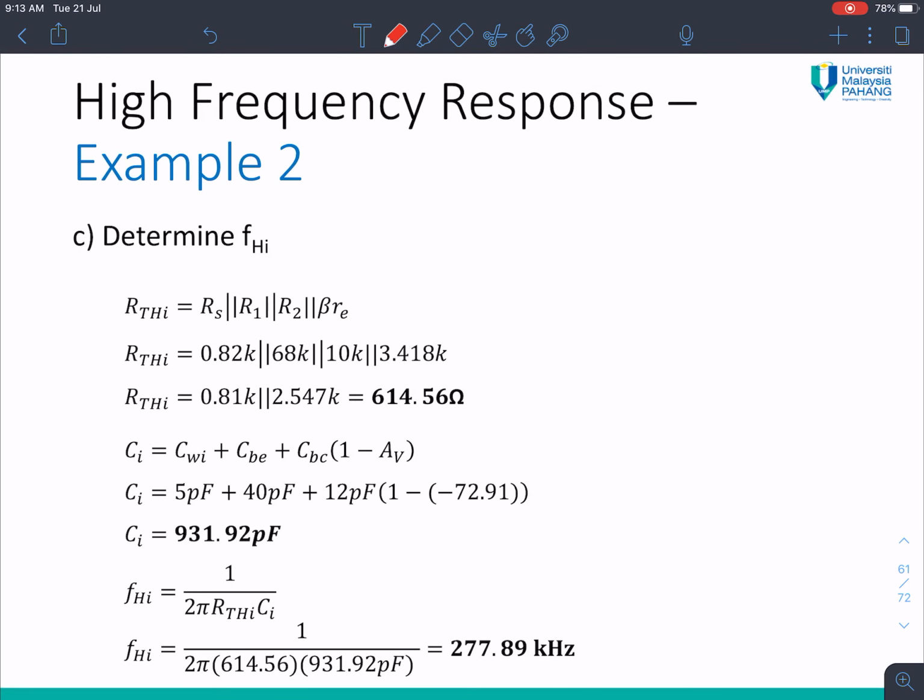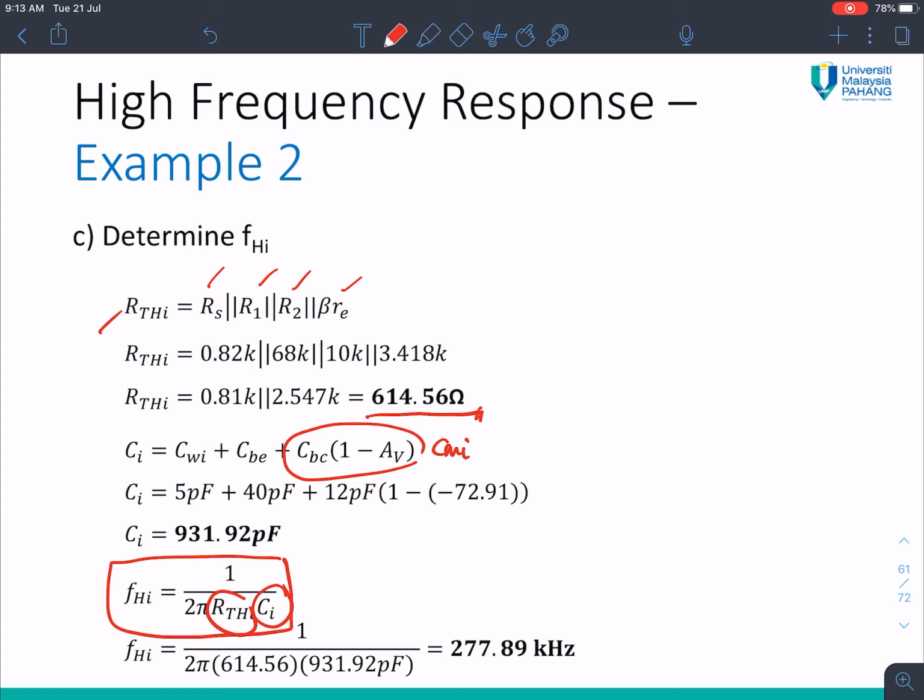Now we determine the FH in. So remember that this is the equation for the FH in. For the RTH, we calculate here RS parallel R1, R2 and parallel beta re. Then this is the answer, 614.56 ohm. Okay, and for the C in here, the C in is the CW in, CBE, CBC. Okay, this is the CMi. So please be careful with the values for the CBE, CBC.